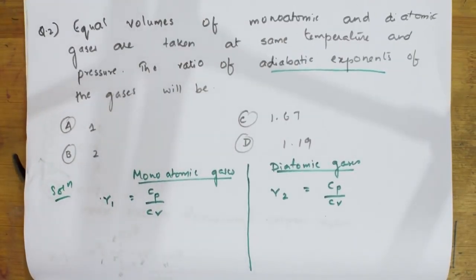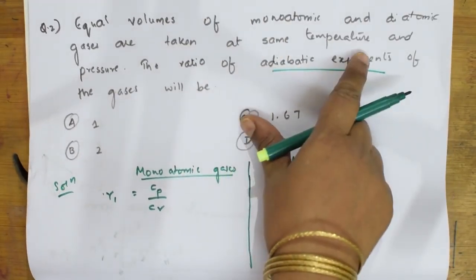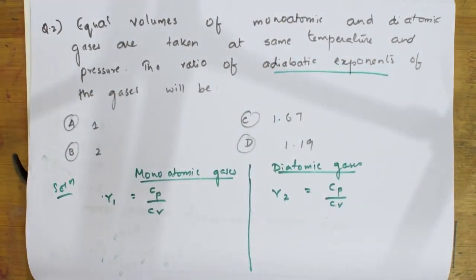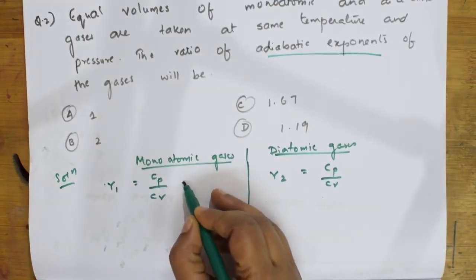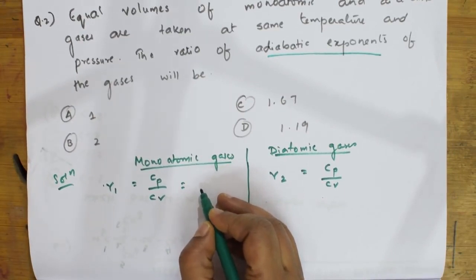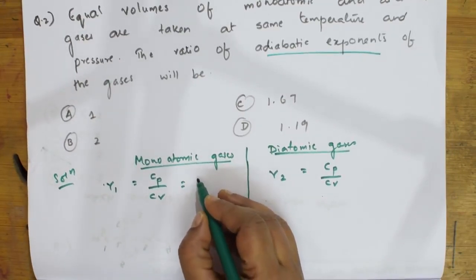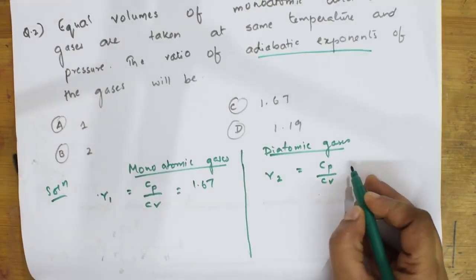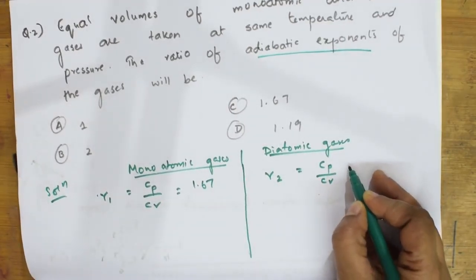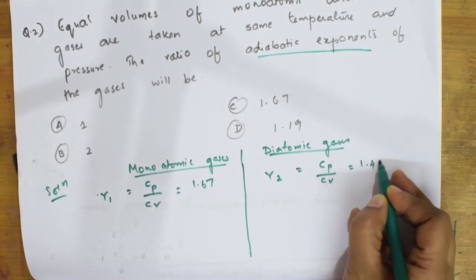What did they say? They said the same temperature and pressure are taken. For monoatomic gases, Cp by Cv, the gamma value, is equal to 1.67. Now for diatomic gases, the adiabatic Cp by Cv value is 1.40.